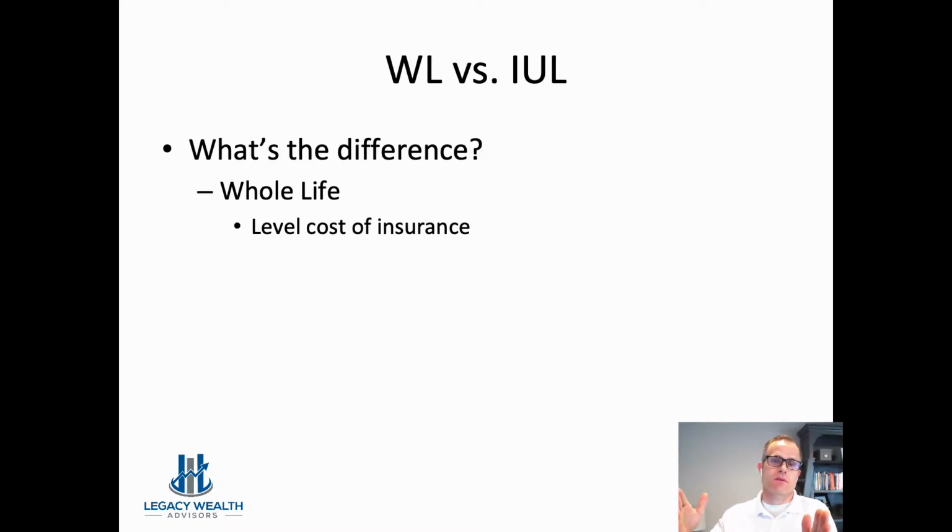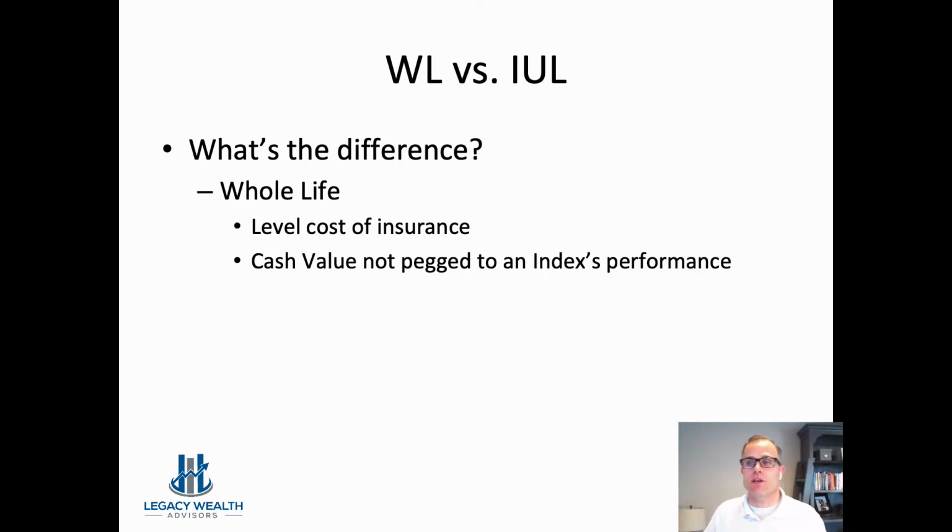And typically insurance companies will go to 100 years old or 121 years old, and then they're just going to divide that cost out equally throughout the years. So your cost of insurance is going to be level every year. And then your cash value, the portion of your policy that grows and builds, is not pegged to any index. So your cash value is going to grow in accordance with the interest rate that the insurance company is willing to offer you, as well as the profitability of the insurance company, assuming it's a mutual life insurance company.